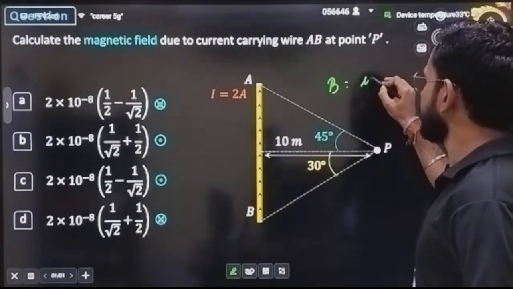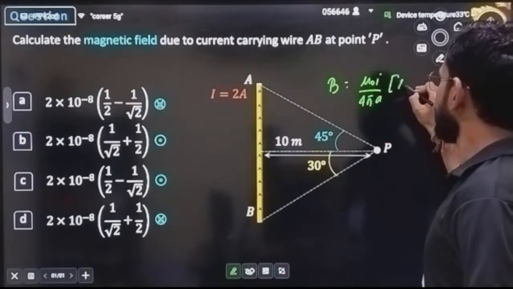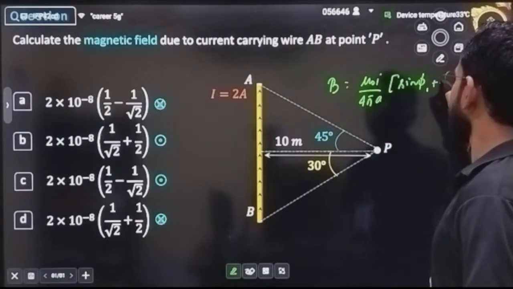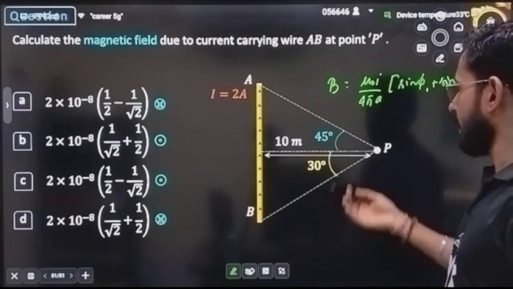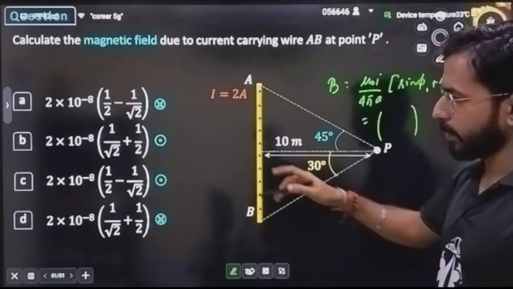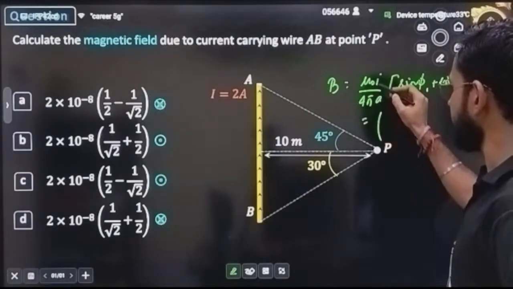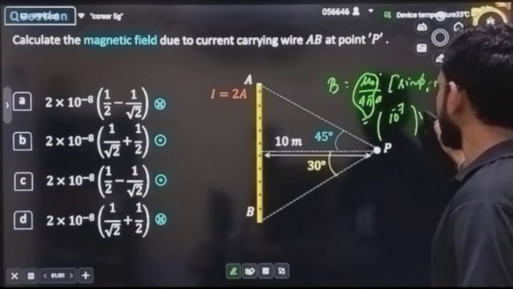What is the formula that you have derived, students? Mu naught I divided by 4 pi A, sine of phi 1 plus sine of phi 2. Can I say this is what you have derived? Correct. And let's take the values. What are the values? Mu naught by 4 pi, and the options are given in complete numerical terms. That means for mu naught by 4 pi, I have told you this value is 10 power minus 7, into current.